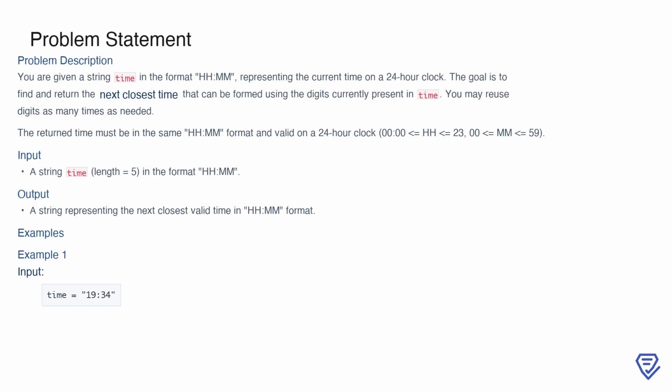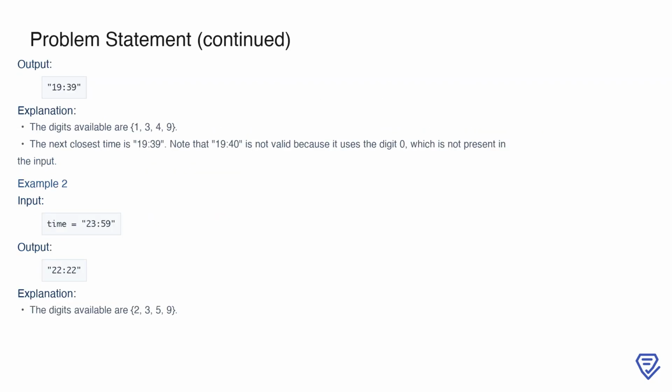The goal is to find the next closest valid time that is greater than the current time, wrapping around to the beginning of the next day if necessary. Let's look at an example. If the input time is 19:34, the digits available to form the next time are 1, 3, 4, and 9. To find the next closest time, we consider all possible valid combinations of these digits. The nearest valid time after 19:34 is 19:39, which uses the same digits. Notice that 19:40 is not valid because it includes the digit 0, which is not part of the input digits.